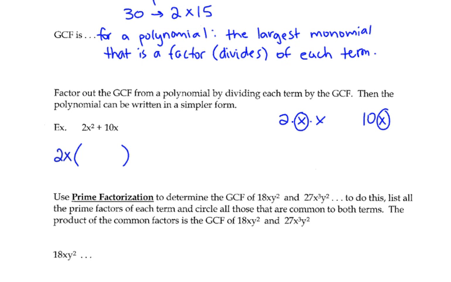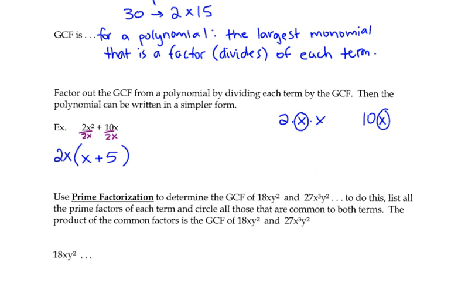Well, to figure out what's left in the brackets, we're going to divide each by that GCF. So what's 2x squared divided by 2x? Yeah, x. Guys, stay with me, I know this is tough. 10x divided by 2x would be 5. So now we did the opposite. We pulled out the greatest common factor.